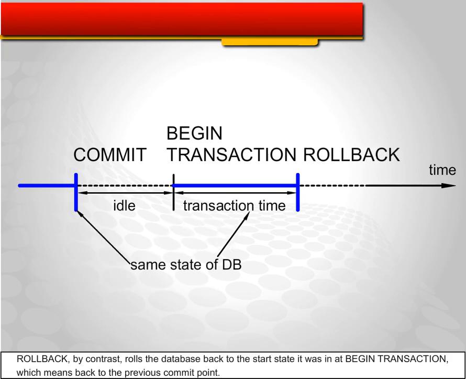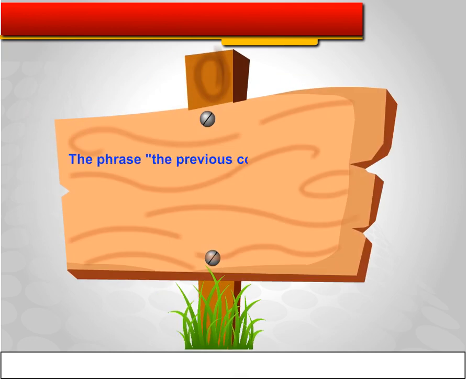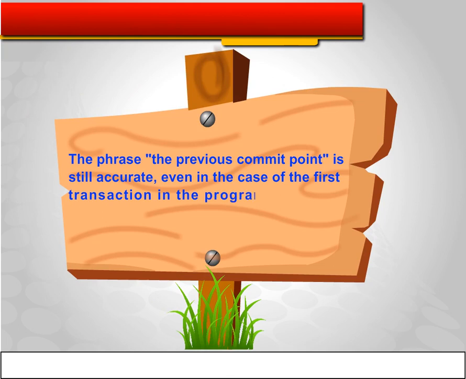Rollback, by contrast, rolls the database back to the start state it was in at begin transaction, which means back to the previous commit point. The phrase "the previous commit point" is still accurate even in the case of the first transaction in the program, as tacitly establishing an initial commit point.